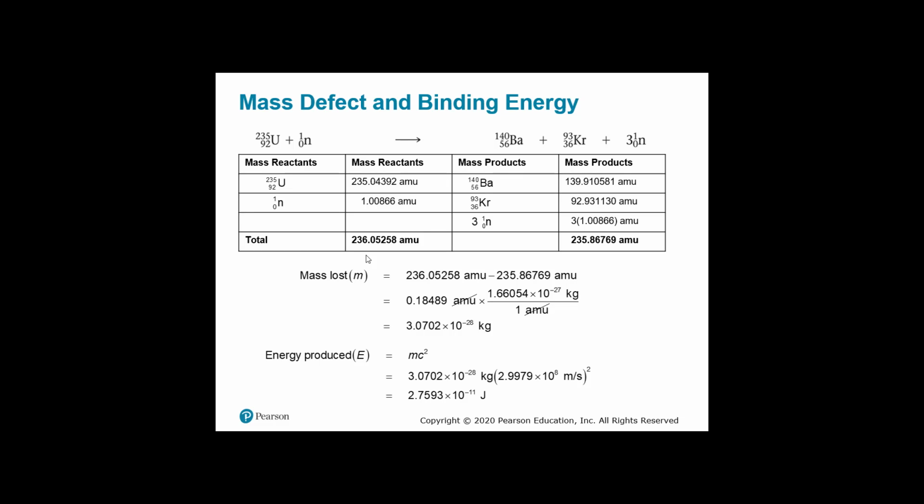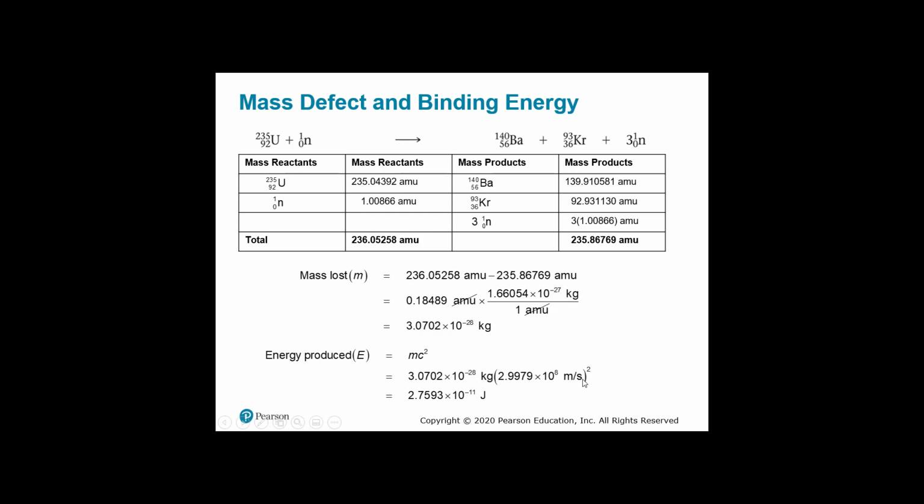So what we do is we subtract the products from the reactants, and that leaves us an amount of 0.18489, and we're going to use a conversion to get it to kilograms, which we do. Now that we have the mass, we can plug it into E equals mc squared to get the energy produced, and here's our mass amount that was lost.